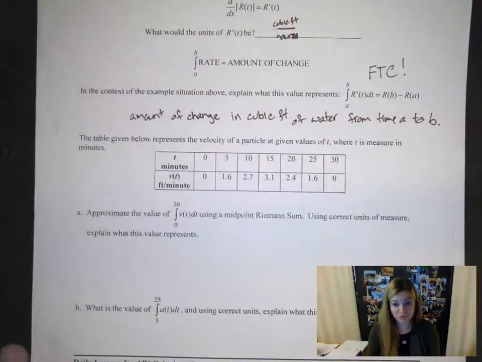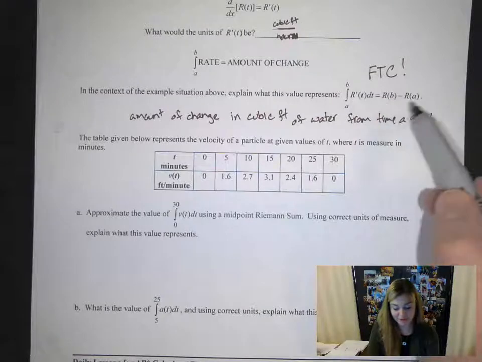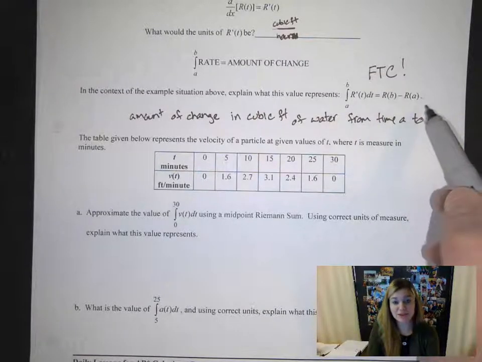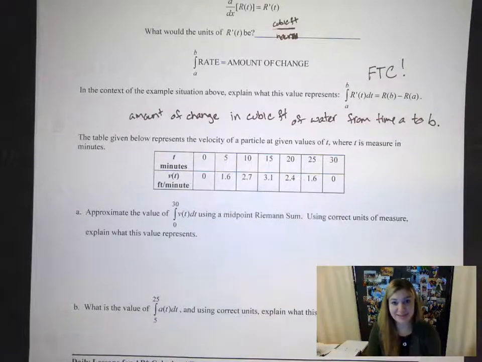So the derivative gives you the rate. If I take an integral, because of the fundamental theorem of calculus, where I can say the antiderivative F of b minus F of a, or in this case, R of b minus R of a, this is the amount of change in cubic feet of water. It's very exciting. It's all kind of coming together.